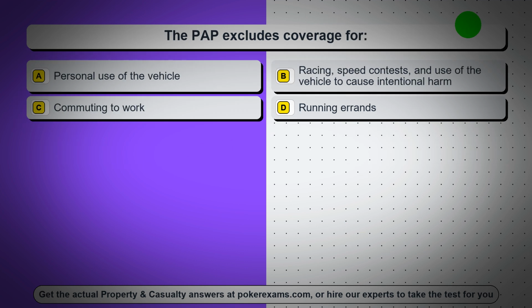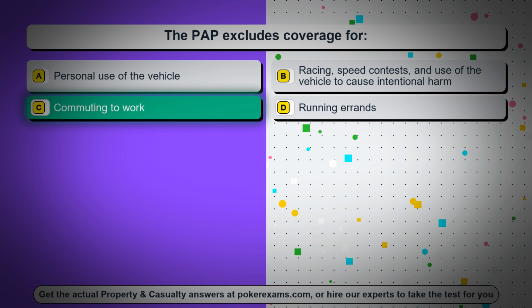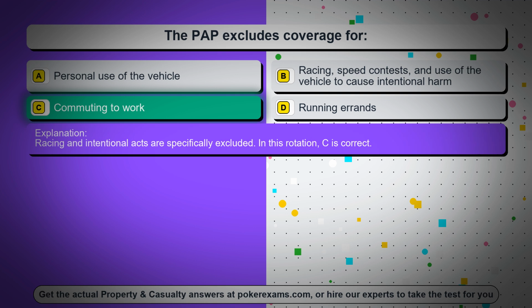Question 48. The PAP excludes coverage for option A, personal use of the vehicle. Option B, racing, speed contests, and use of the vehicle to cause intentional harm. Option C, commuting to work. Option D, running errands. The correct answer is option C, commuting to work. Racing and intentional acts are specifically excluded. In this rotation, C is correct.